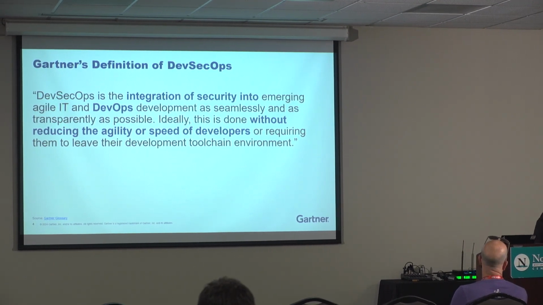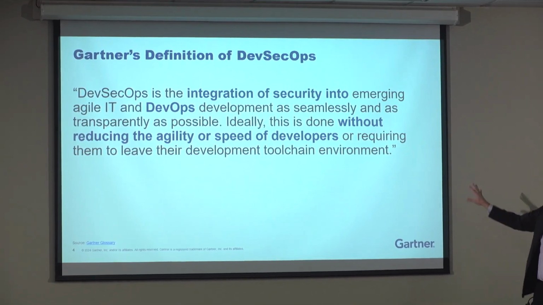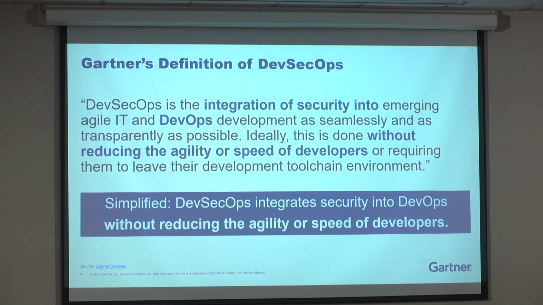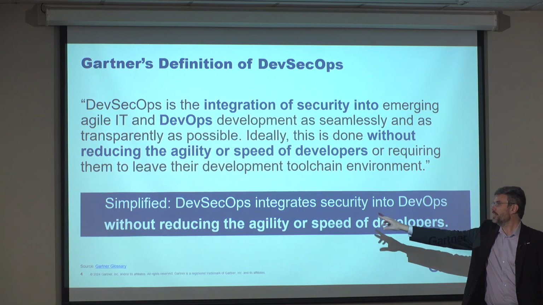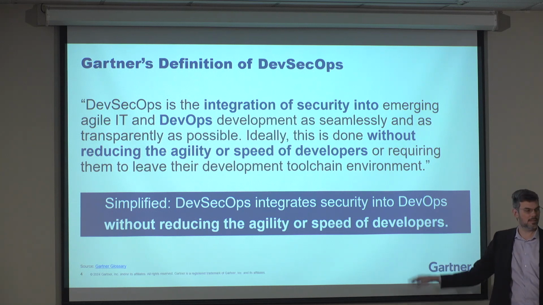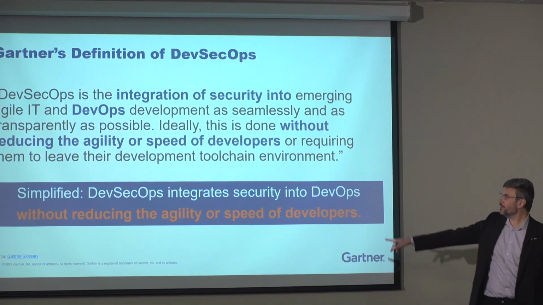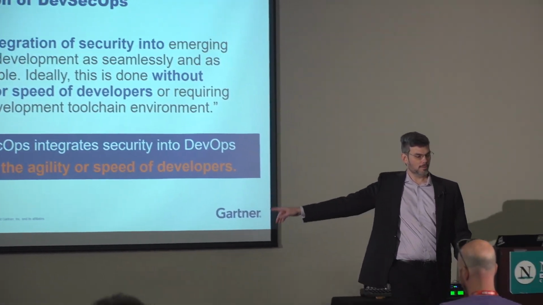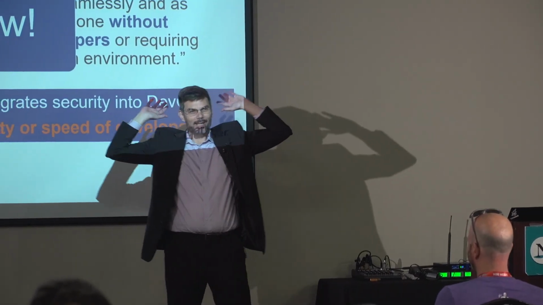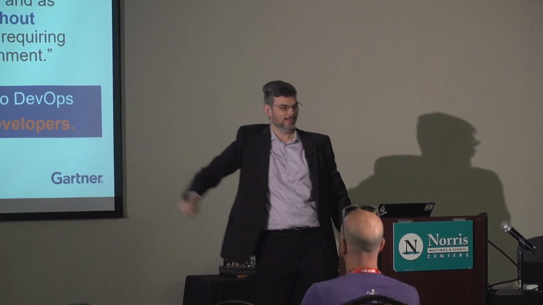So I've given you the official Gartner definition of what DevSecOps is, and I've highlighted a few passages, and I even did a ChatGPT. I was the agent for this. Simplified, DevSecOps integrates security into DevOps without reducing the agility or speed of developers. This right here, this is the tricky part. How do we do this, right? And what's this all about? Everybody say it with me: flow. This is what developers want. They want to flow. They want to make sure they're getting their code out to production really fast and easy. So we've got to keep this flow up. That's what we're trying to do.